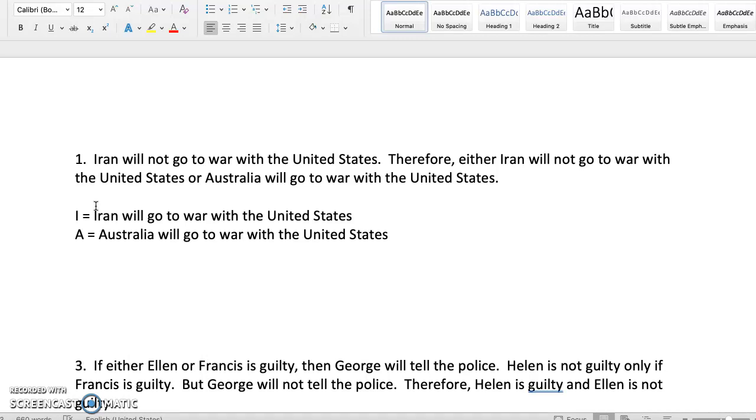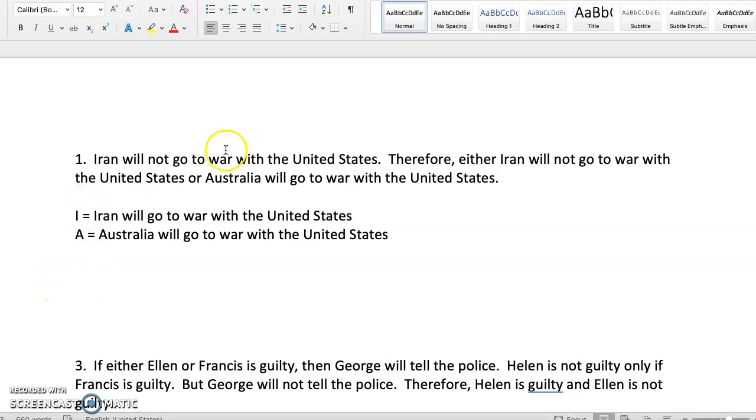Again, pick a letter that makes sense. So I for Iran, A for Australia. But remember that same letter has to be the same sentence consistently, and you need different letters for different sentences. So if it was Iran and Iraq, then you couldn't use I for both. You'd have to switch up the letters.